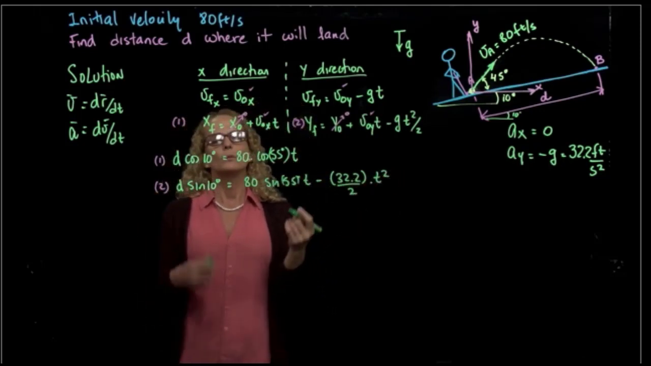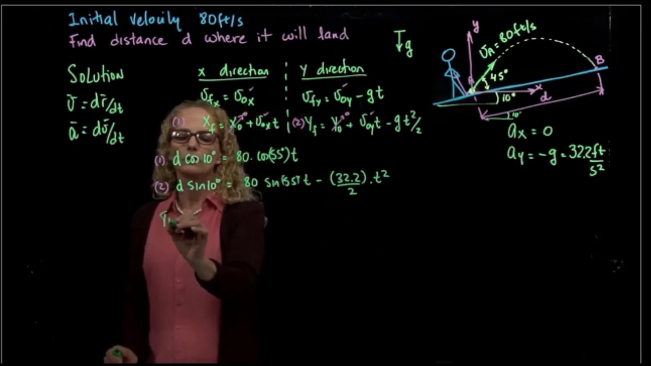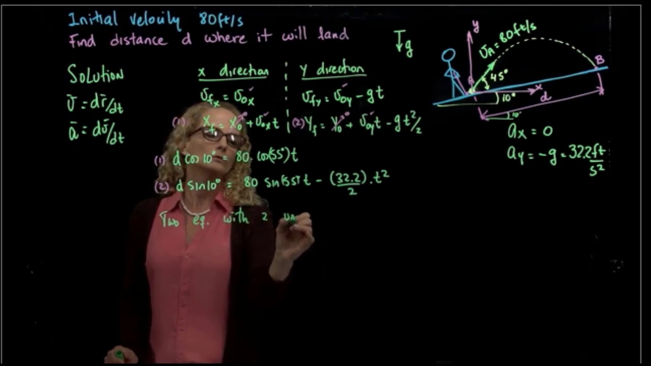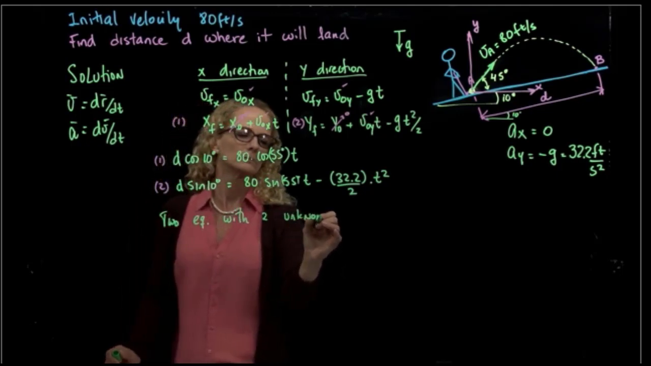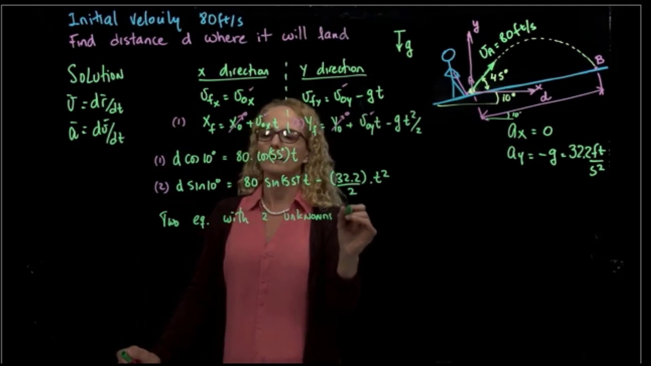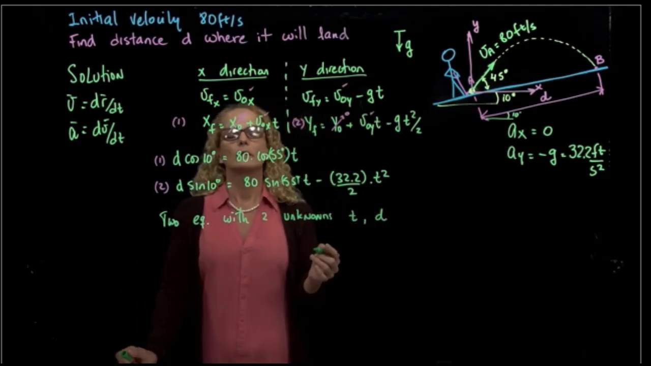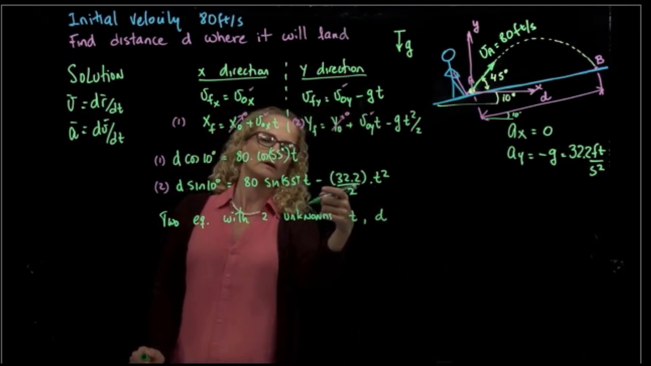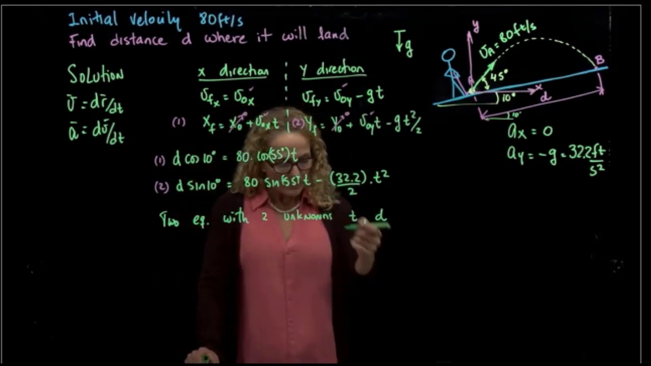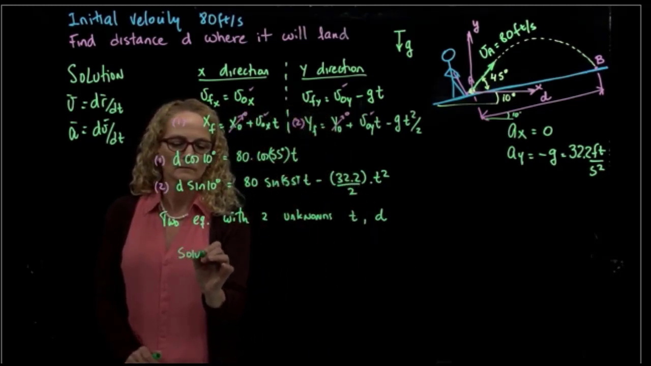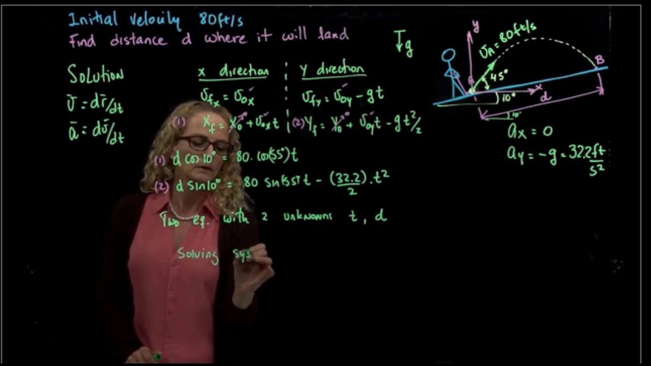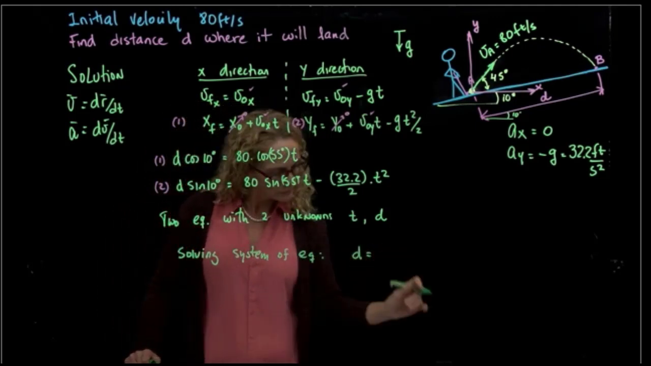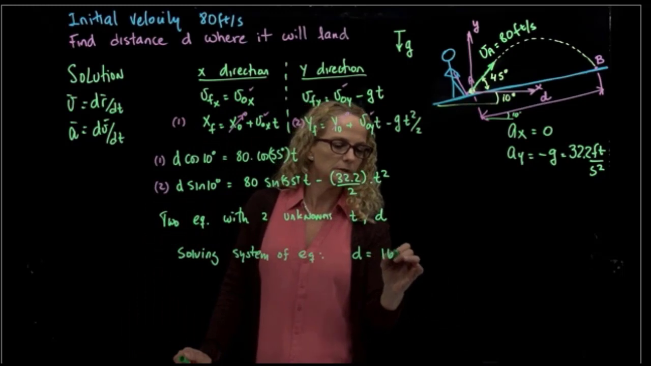So as I said, we have two equations with two unknowns, which are time and distance. There are many ways to solve that. I can solve for D here and leave time and plug in here, or vice versa. So solving the system of equations I get that the distance is equal to 66 feet.